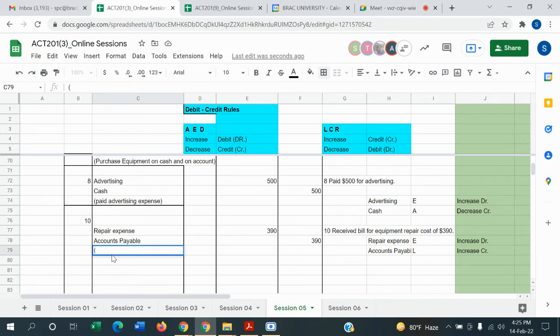So what should be our explanation here? It's a receipt repair bill. Yeah, received bill for repair expenses.